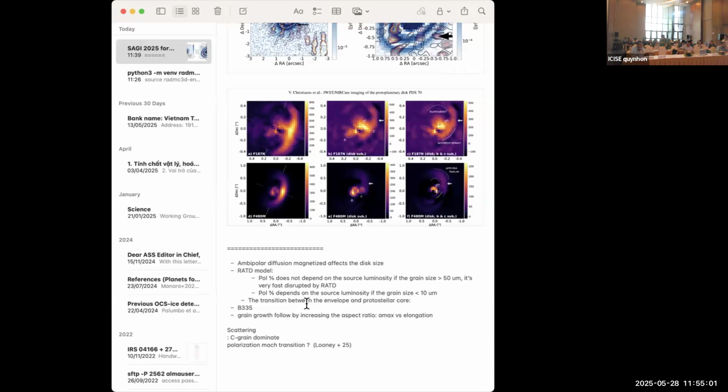So it also depends on the luminosities. We found that rotational disruption only happens when the stellar luminosity is larger than the absolute luminosities. So, can you repeat your question? I mean that's for the disruption. It's very fast, and then grains with the minimized grain size can be disrupted.